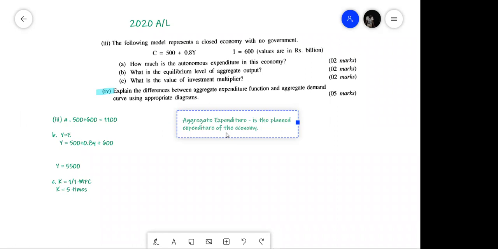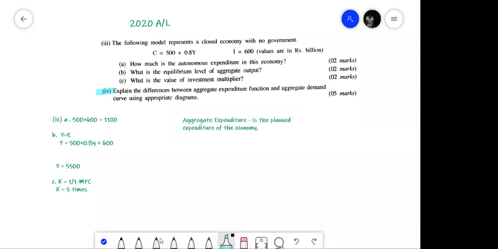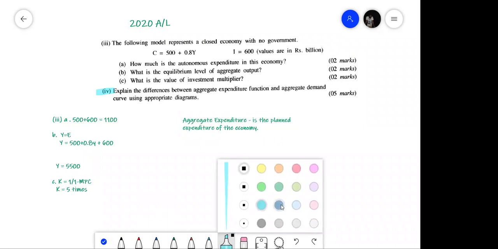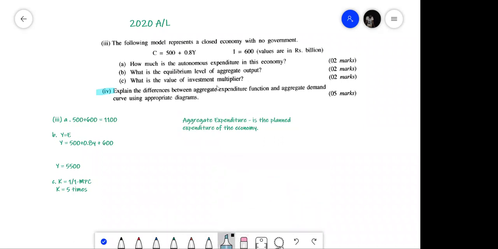Why do we take 600 as autonomous expenditure? Guys, that is autonomous expenditure. What is autonomous expenditure? Autonomous expenditure means an expenditure that does not depend on income. This 500 doesn't depend on income. This 600 also doesn't depend on income. There is no Y part in this, so all of that is autonomous expenditure. They're not asking you for autonomous consumption. If they ask for autonomous consumption, yes, the answer will be 500. They're asking for autonomous expenditure, so the 500 plus I.